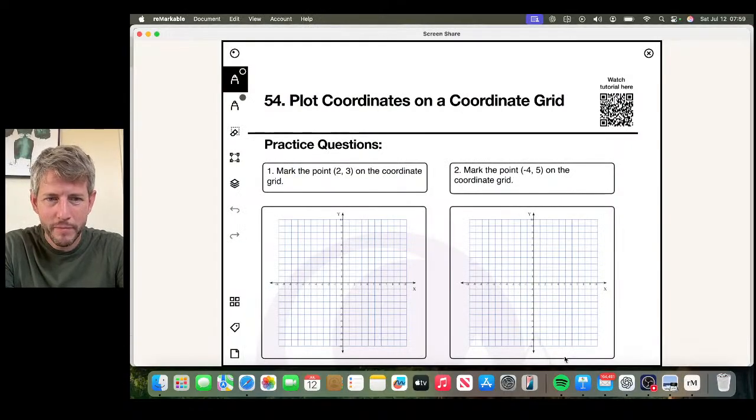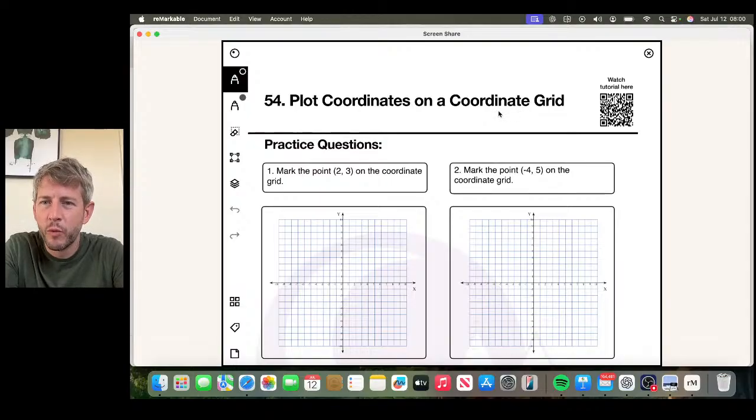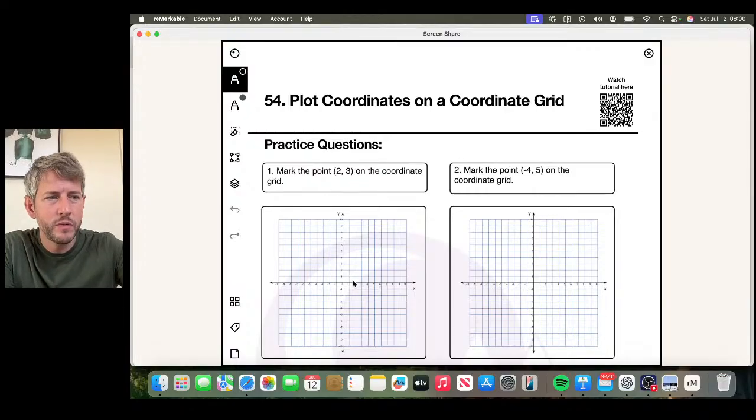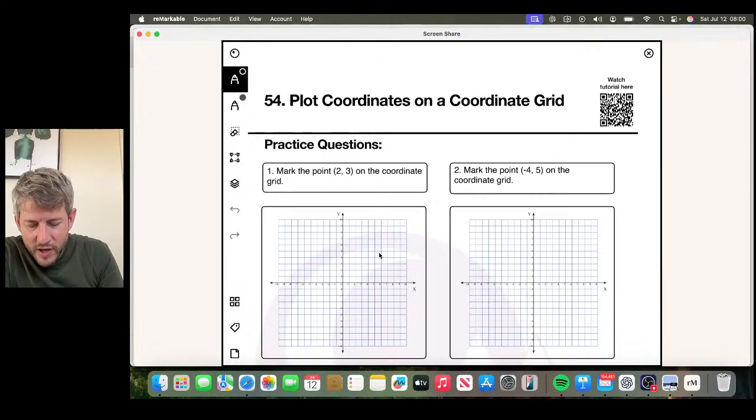Here we are. So what we've got here is topic 54, plot coordinates on a coordinate grid. Mark the point 2, 3 on the coordinate grid. There we go. 2, 3, so the x coordinate is first, so that's the one on this line, and then it's the y. So 2, 3, so that's going to go there.